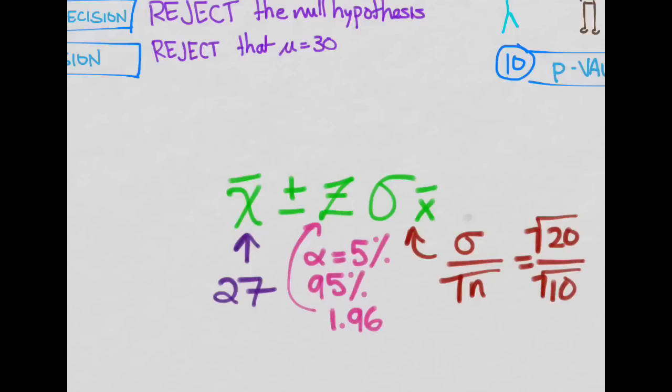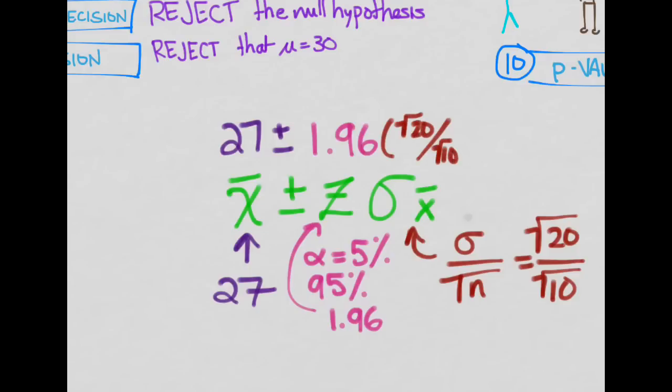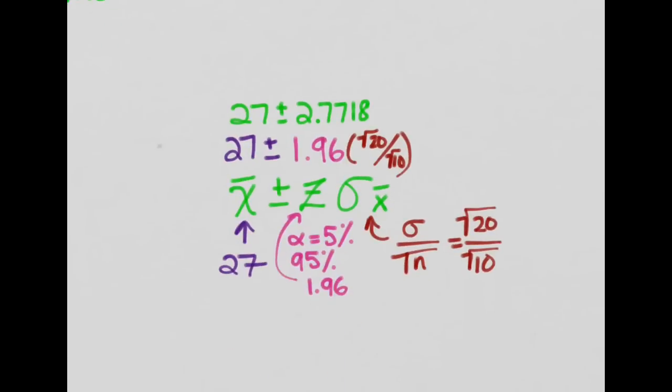So we can go ahead and fill in the numbers here. So we have 27 plus or minus 1.96 times the square root of 20 over the square root of 10. And this comes out to 27 plus or minus 2.7718. Okay, I've painted myself into a corner here. Let's move this down a little bit. And then we can calculate the rest.